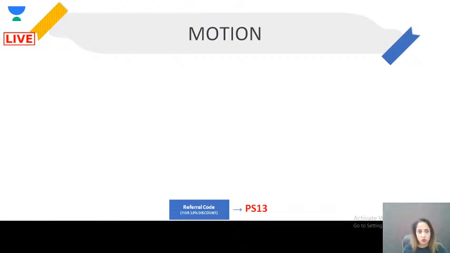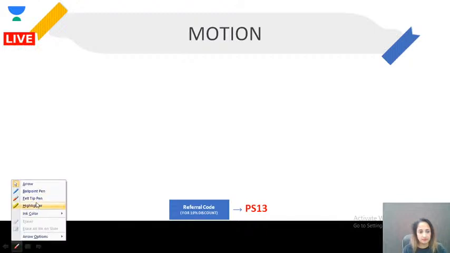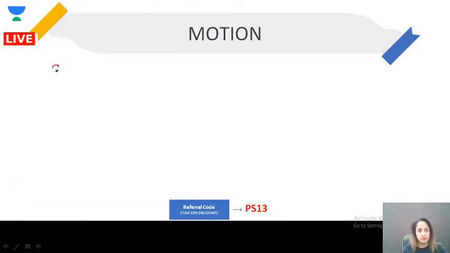I assume you guys already understand what is speed, what is velocity. This is class 9.